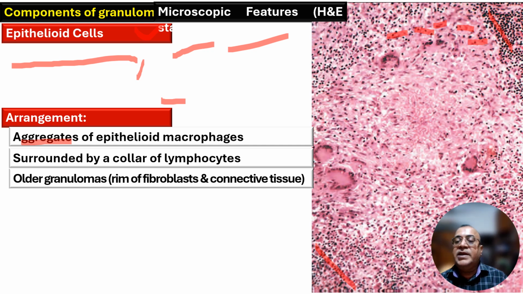rim of lymphocytes. Over here, these red markings are the lymphocyte aggregates, and if there is a long-lasting granuloma, there will be a rim of fibroblasts and connective tissue that we are going to see later. And in the last picture, we have also seen that.